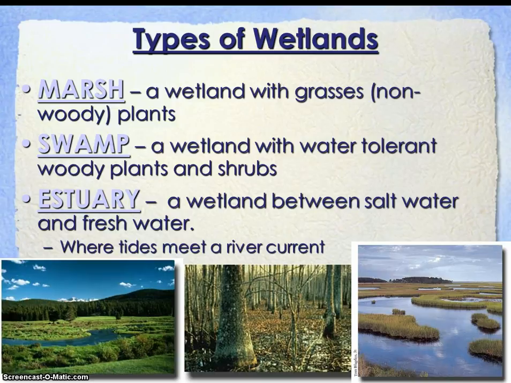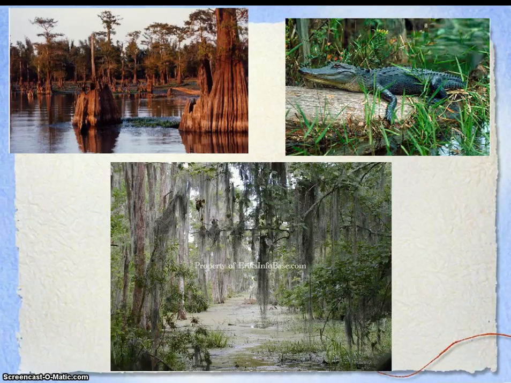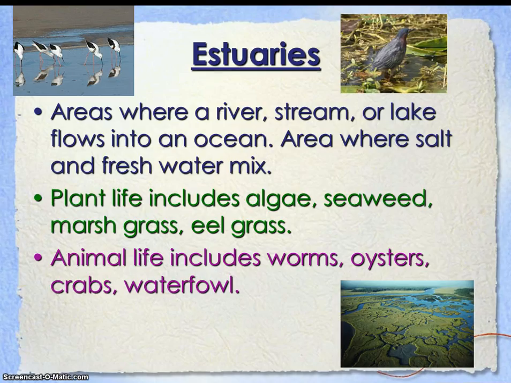Then here's just what marshes versus swamps versus estuaries look like. A little bit more information about estuaries. Okay, an estuary is going to be a mixture of salt water and fresh water. Rivers meet the ocean.